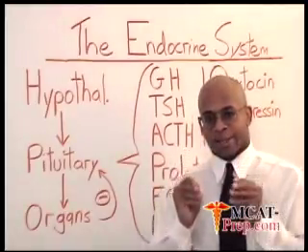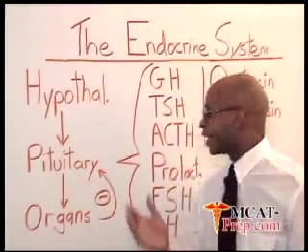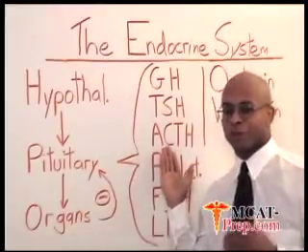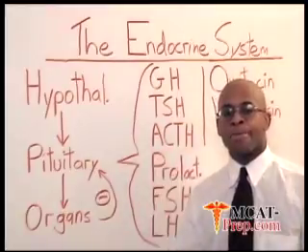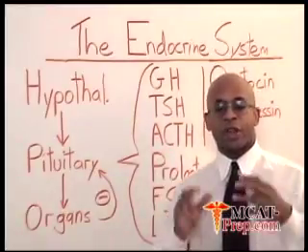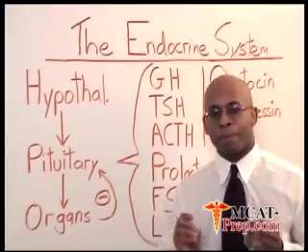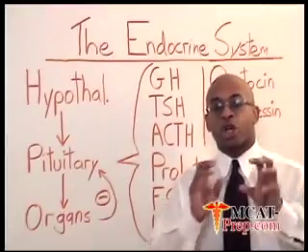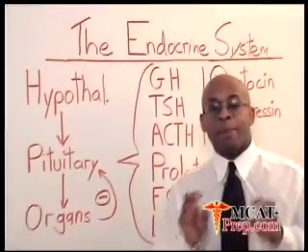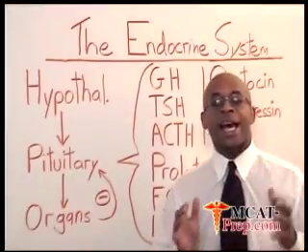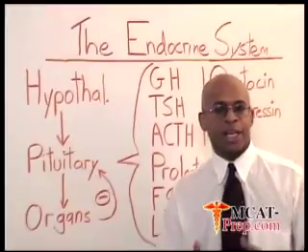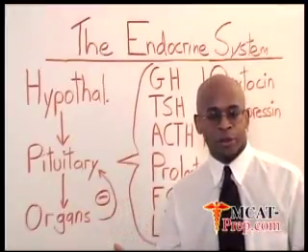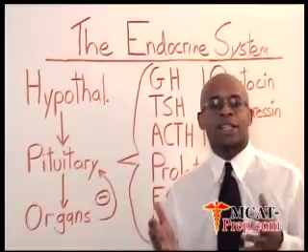The cortex of the adrenal gland is what is being stimulated by adrenocorticotropic hormone. Now, the adrenal cortex secretes three categories of important steroid hormones. It secretes glucocorticoids, mineralocorticoids, and the sex hormones. The sex hormones include male hormones such as testosterone and female hormones such as estrogen.